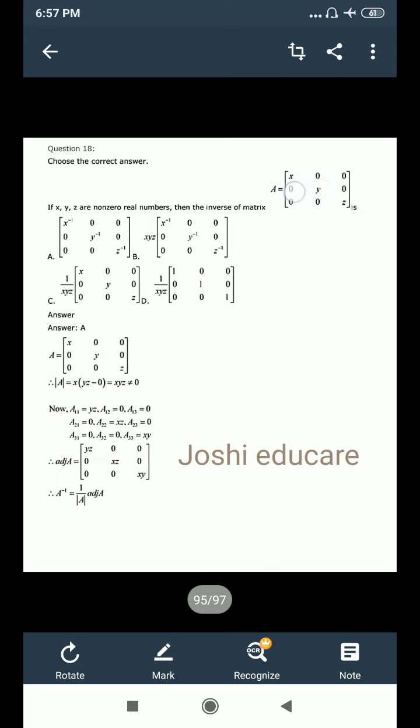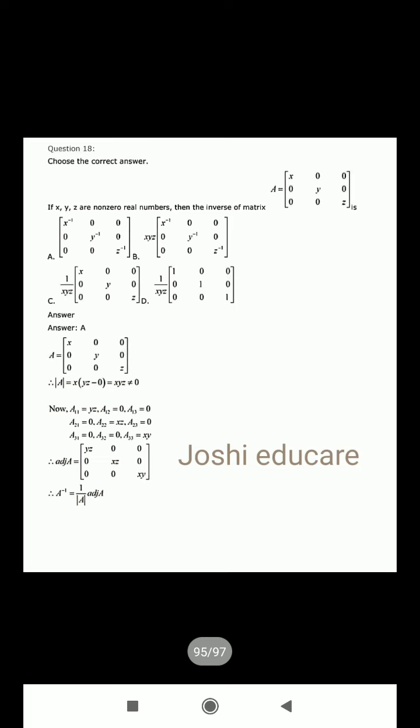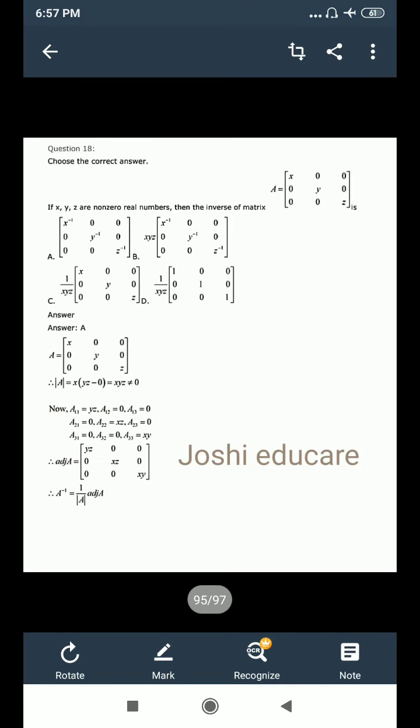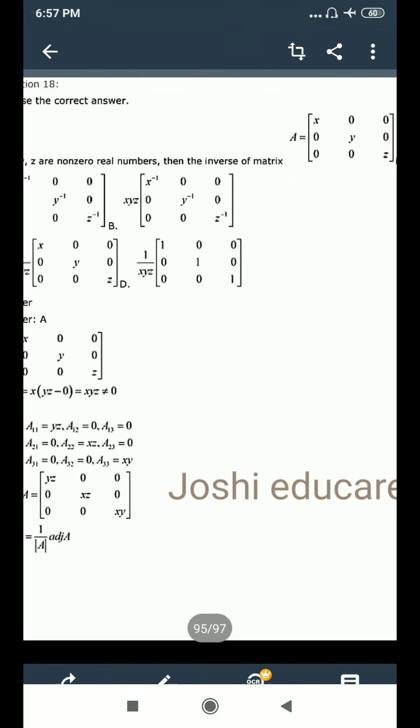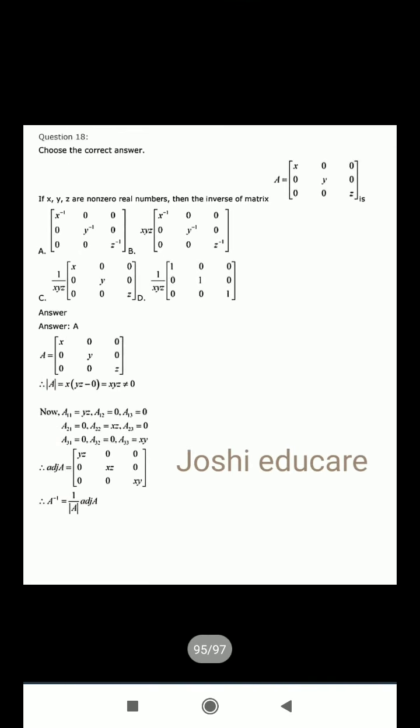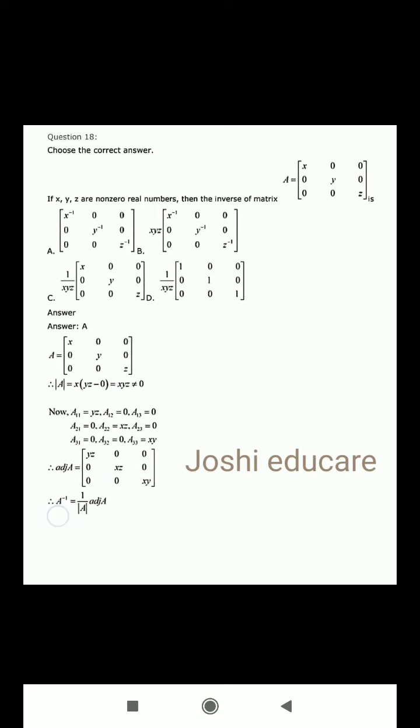To get the inverse, first of all, we will calculate the determinant of A. The determinant of A will be xyz. That is not equal to 0, so we can say A inverse exists. To calculate the inverse, you will find the cofactors of all the elements. Here the cofactors of all the elements are obtained. So adjoint of A will be the transpose of the cofactor matrix. This is our adjoint of A. You divide adjoint of A by determinant of A to get the A inverse.